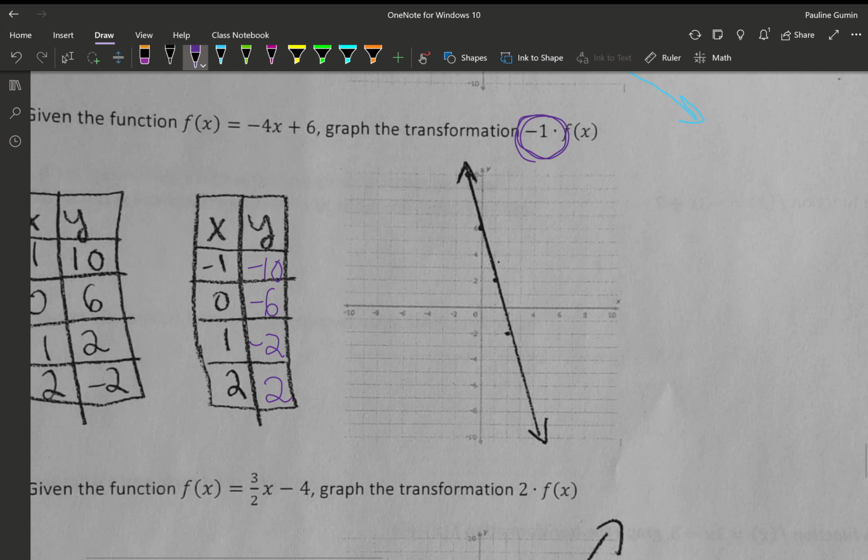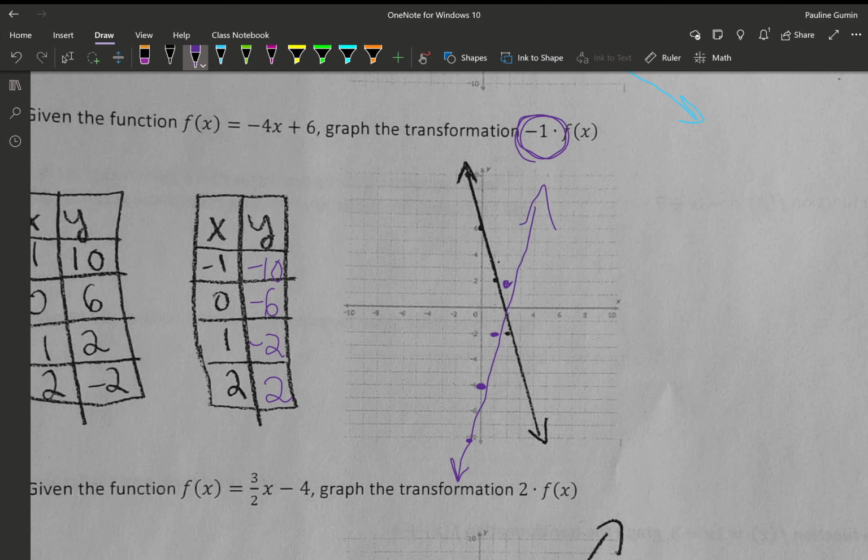All right, let's graph it. Okay, negative 1, negative 10 is right here. 0, negative 6 is there. 1, negative 2 is there. And 2, 2 is there. Of course, draw a perfectly straight line using a straight edge.